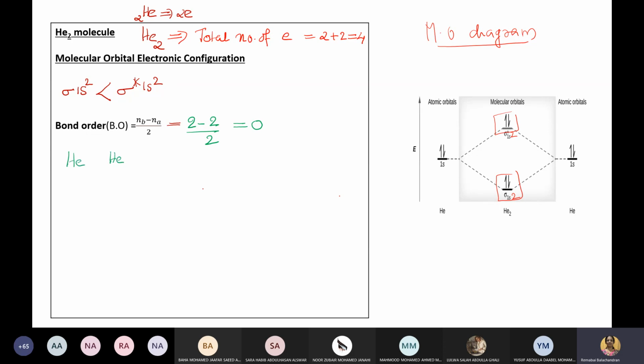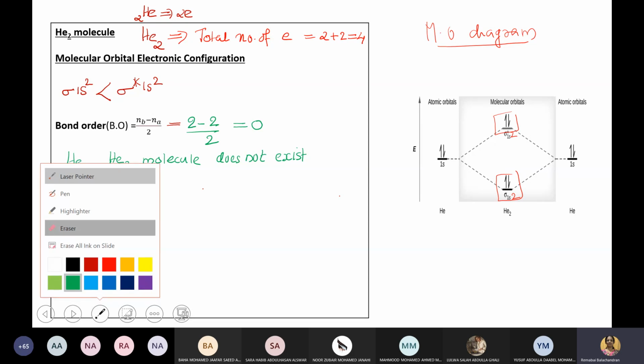That means He2 does not exist. It exists only as He. 0 bond is there. So what is the conclusion? He2 molecule does not exist. It is not existing. Instead, it exists only as He. Okay. 0 bond is present.